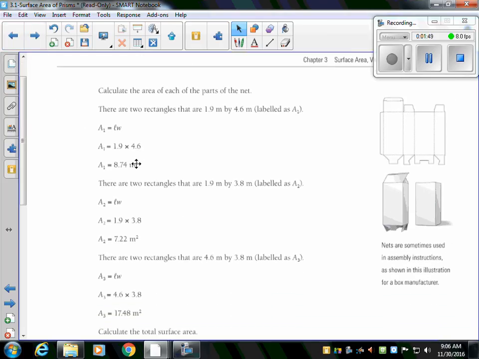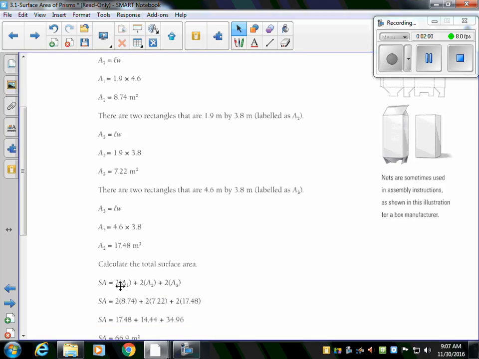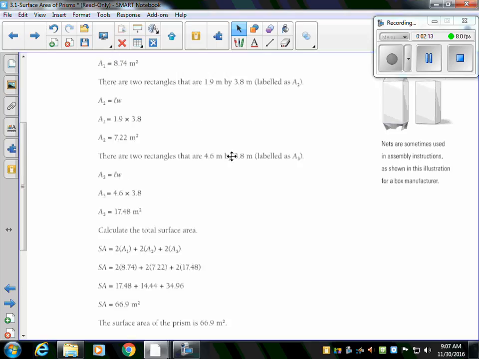So area 1, 1.9 by 4.6 gives us this, but because there are two of them, we're going to make sure that we multiply by 2 when we calculate the total surface area. There are two rectangles that are 1.9 by 3.8. 1.9 by 3.8 is 7.22. And there are two that are 4.6 by 3.8. That's area 3. So that gives us 17.48.